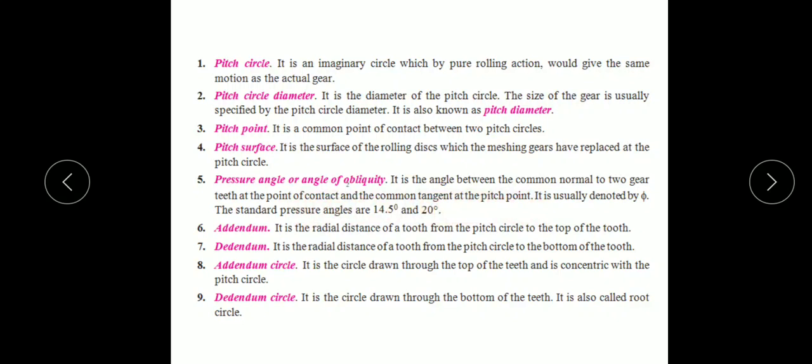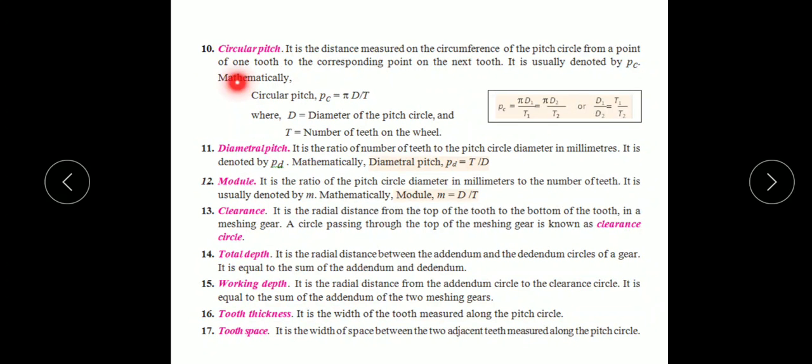And now we will discuss what is addendum. We have already mentioned that the distance between the top land and the pitch circle is known as addendum, and between the pitch circle and the bottom land, that is the root land, is known as dedendum. The outermost circle is known as the addendum circle, and the bottommost circle is known as the dedendum circle. This dedendum circle is also known as the root circle. And now we will discuss what is circular pitch. It is an important term while designing a gear mechanism.